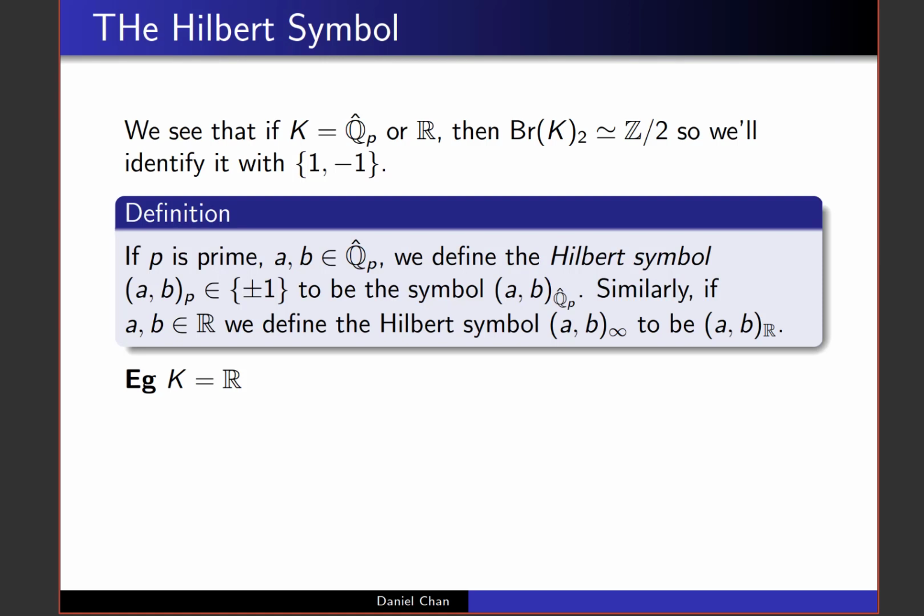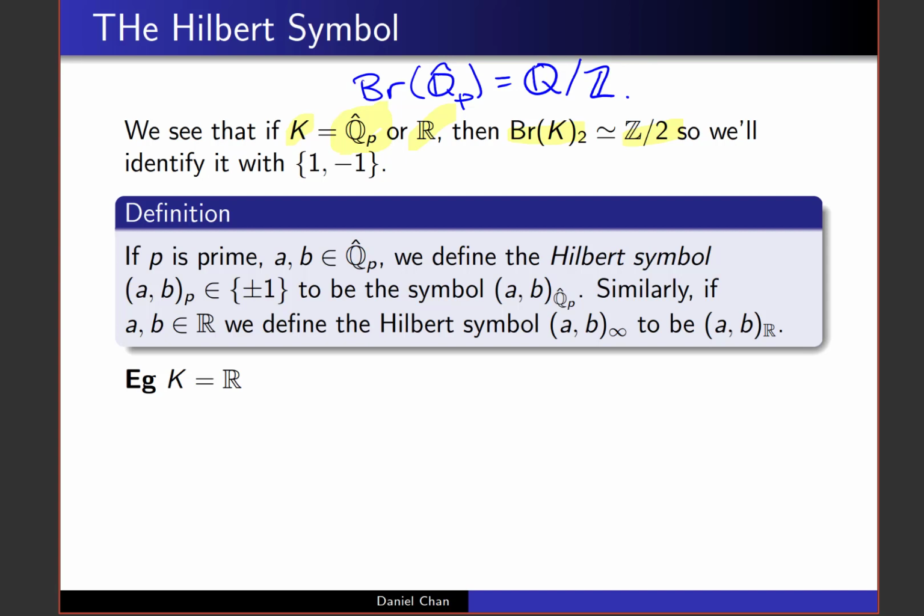The cases we're going to look at are where k is either this Q̂_p or the reals. When it's the reals, the Brauer group of k is isomorphic to Z mod 2, so that's also true of the 2-torsion. And what is the 2-torsion in general? Remember this major theorem in local class field theory said that the Brauer group is isomorphic to Q mod Z.